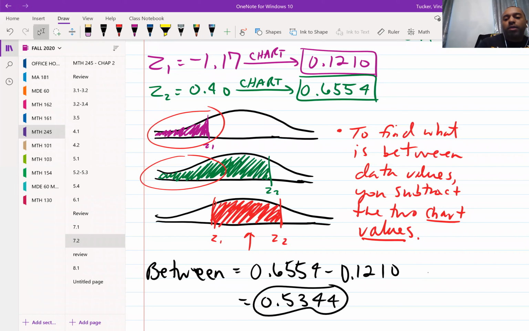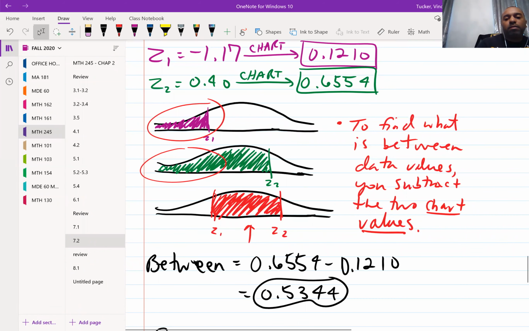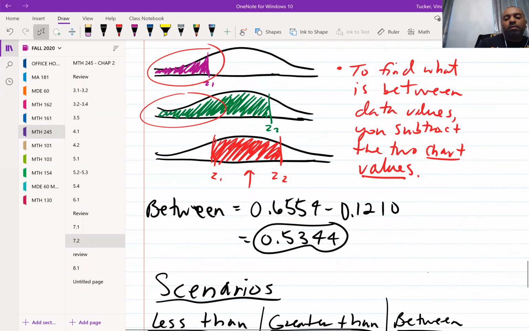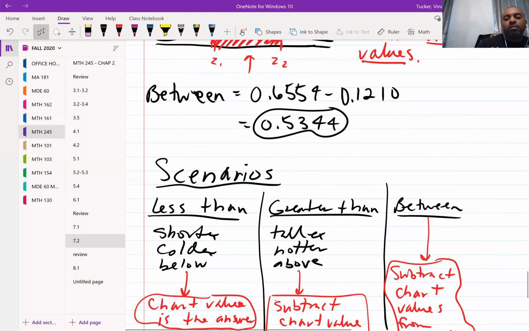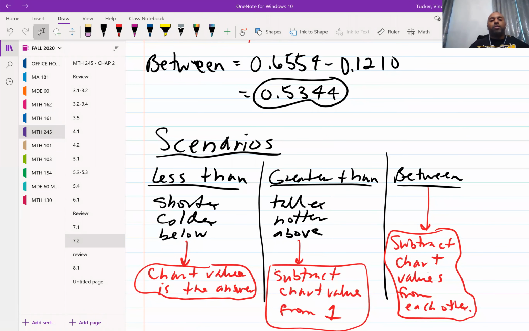Any questions? All right, so we have, like I mentioned, those three scenarios. We have less than, greater than, and between, and there will be phrases that will let you know. They're not going to always say less than, not going to always say greater than, like I showed you in the previous examples. There will be some, like in the greater than, we said taller instead of less than.